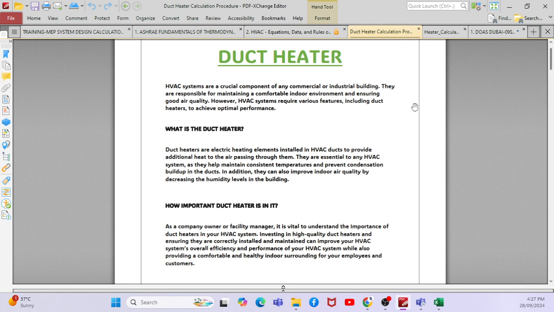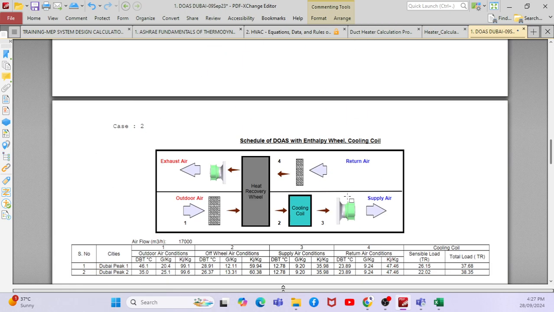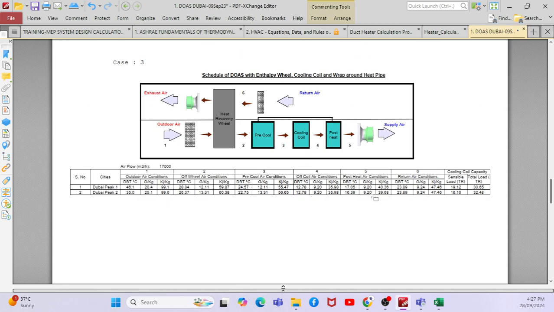So you will go with the first option, the double wheel, then the second option, preheat or pre-cool, then the third option will be the duct heater. Sometimes you will have a combination of all to achieve the condition. Can you go back to that pre-cool cooling coil?